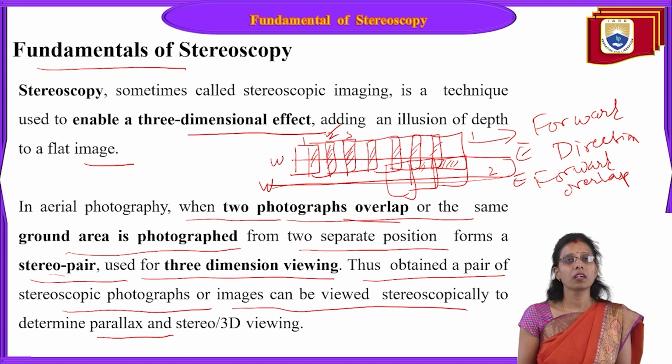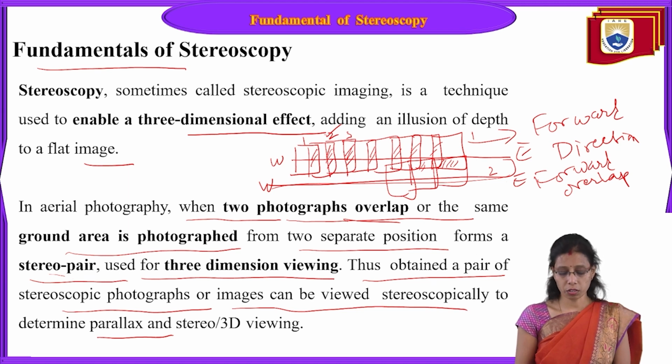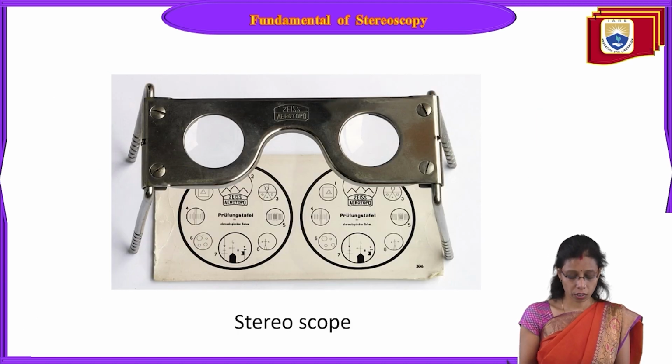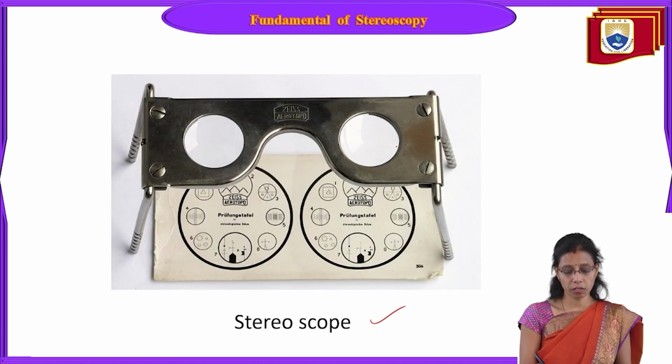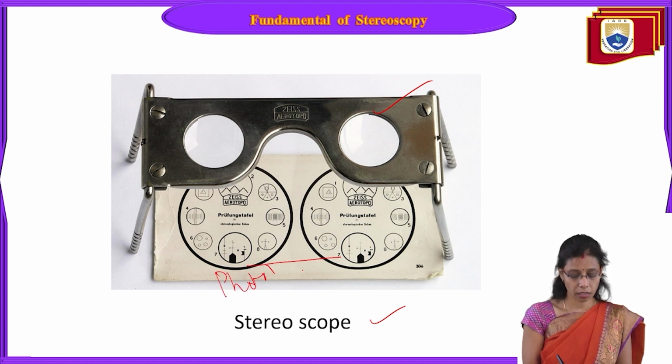Parallax is like an observation: the point of observation will be different for each photo of the same object. That's how we determine it. So here we have a stereoscope. Till now, whatever we were discussing was about stereo photos, stereo pairs, or stereoscopy. This is an instrument which we use to find out the 3D illusion. We use this instrument in the laboratories, and here we take two photographs, photo 1 and photo 2.